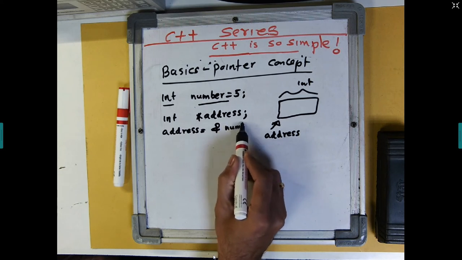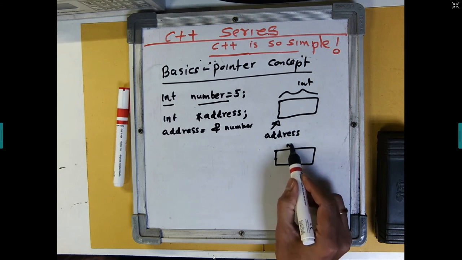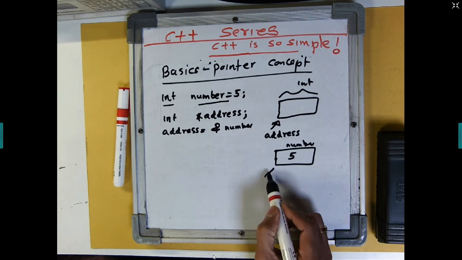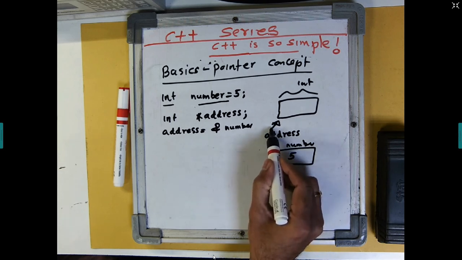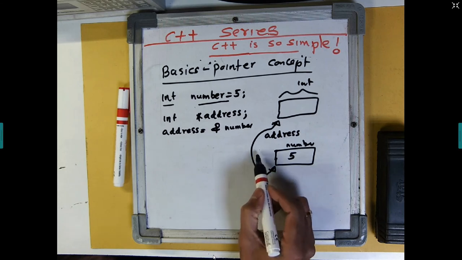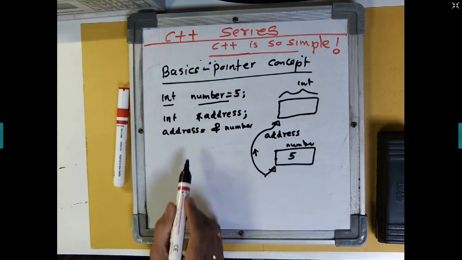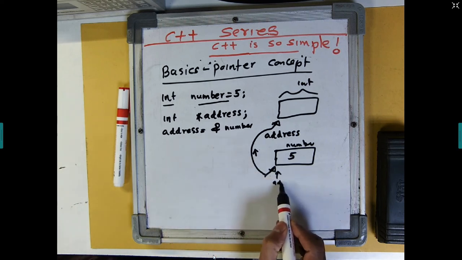That means earlier we had a number variable which had 5. The starting address of this and the pointer both become the same now. This is because address is equal to ampersand number, that is, the address of number.